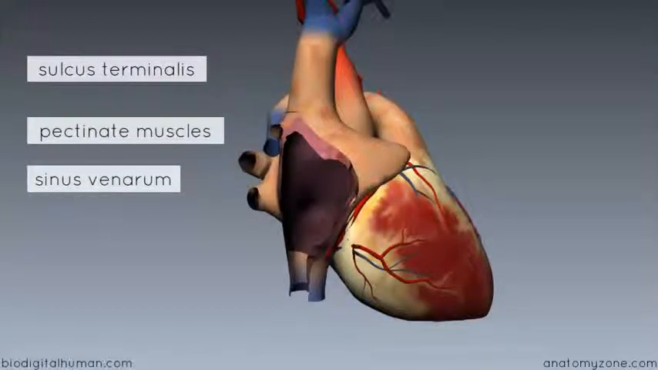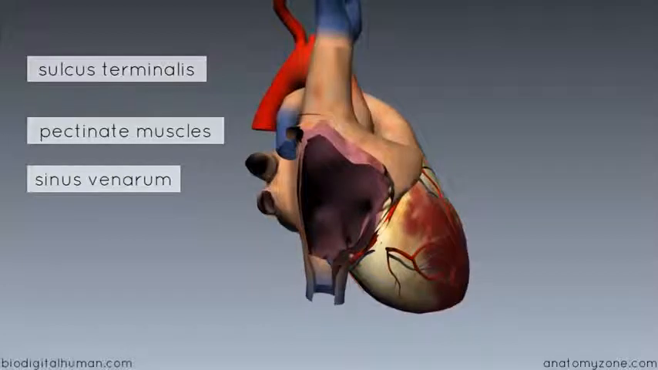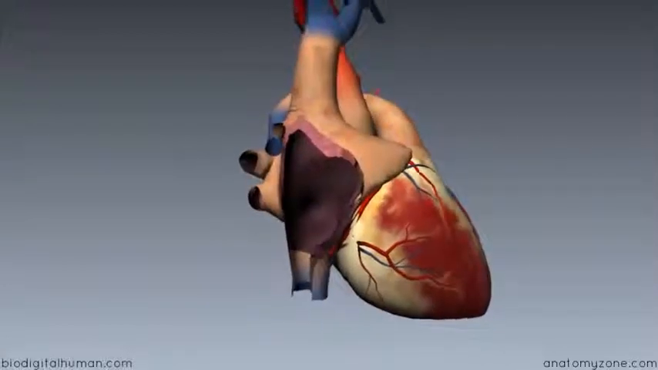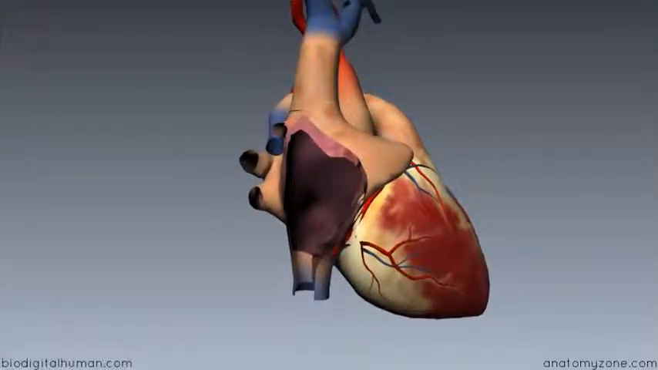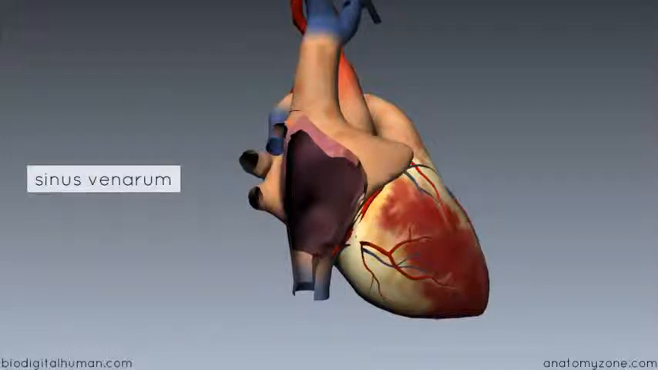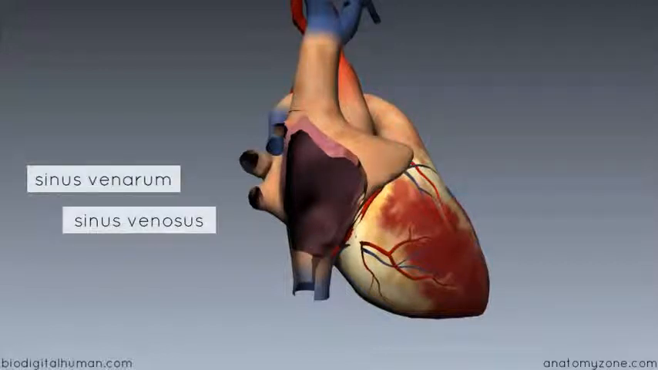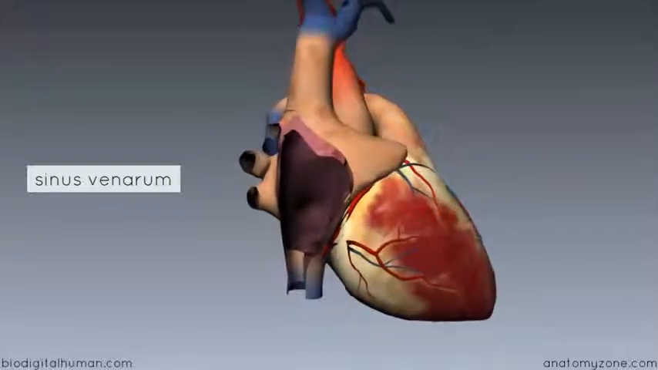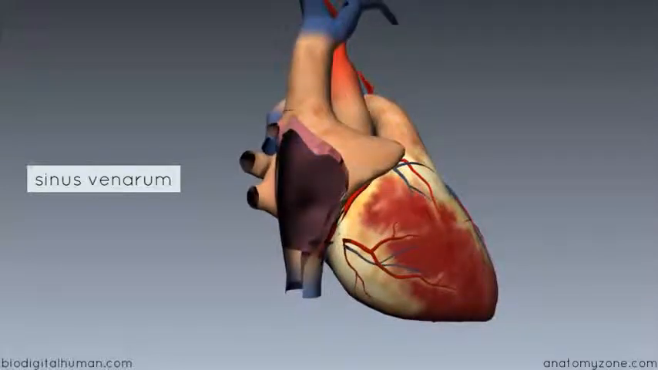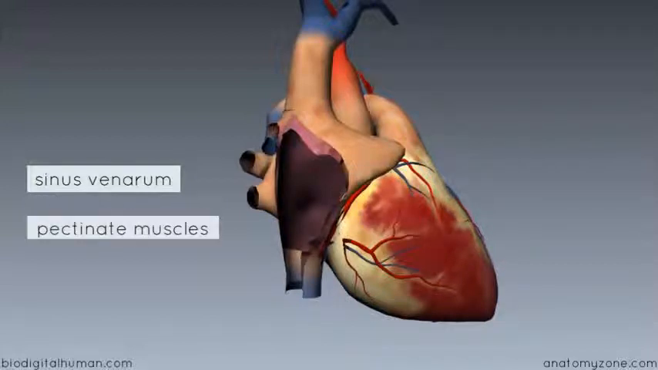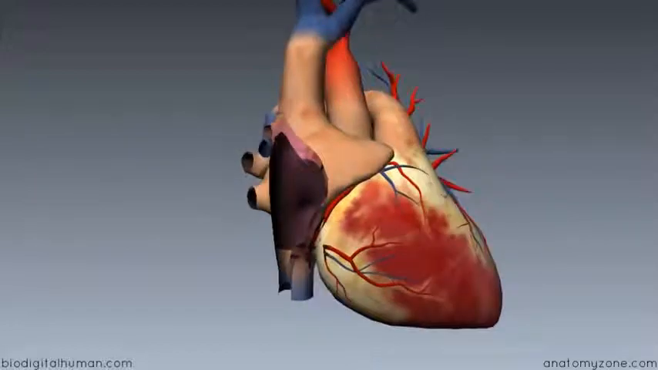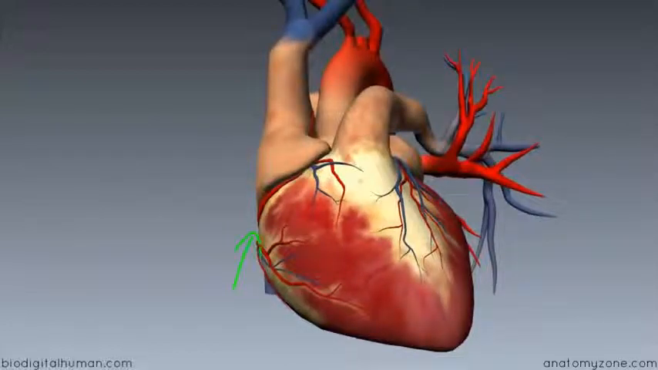So what we're looking at here is the smooth posterior wall of the right atrium, and this smooth wall is called the sinus venarum, and the sinus venarum develops from the sinus venosus of the embryonic heart. So the sulcus terminalis externally represents the line of union between the sinus venarum and the pectinate muscle, so this rough anterior wall.